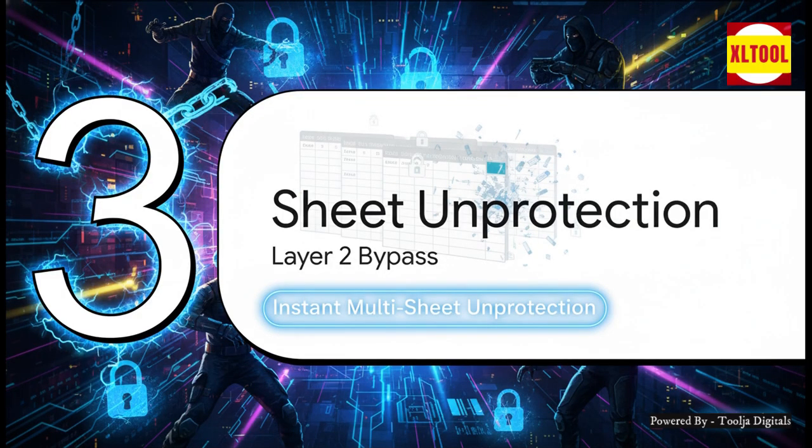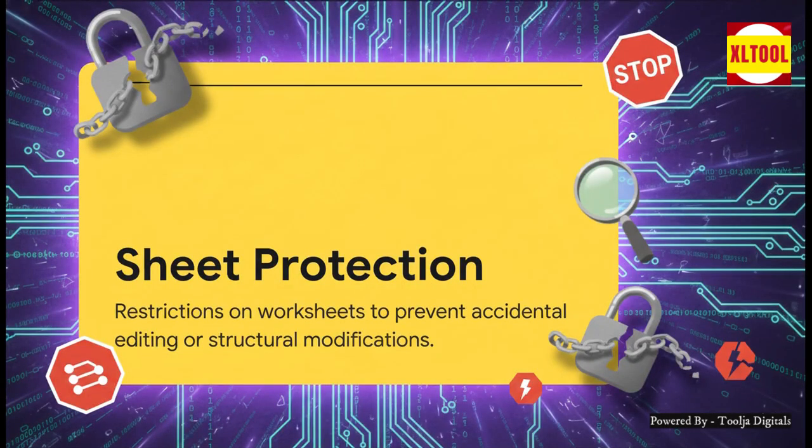All right, Section 3. Layer 2 bypass, instant multi-sheet unprotection. So once we're finally through the front door, we often just slam right into the next wall. Let's go a bit deeper into the vault. This feature specifically addresses that massive frustration of opening a huge workbook only to find that dozens of individual tabs are locked down tight.